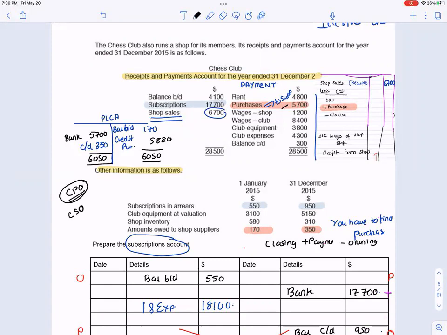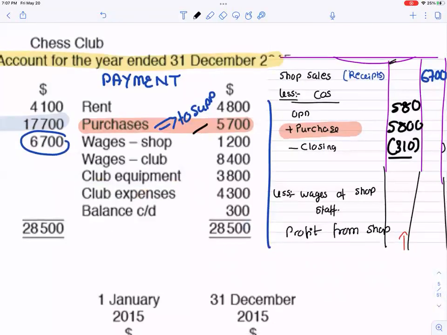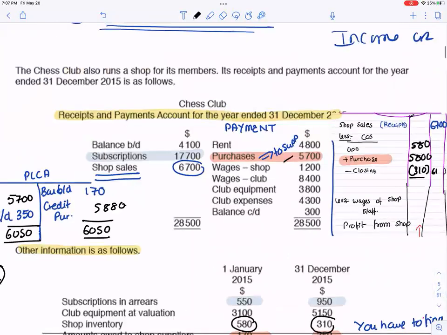So the amount of purchases is 5,880. What is opening inventory? 580. What is closing inventory? 310. What is cost of sales? 580 plus 5880 minus 310. This is 6150.